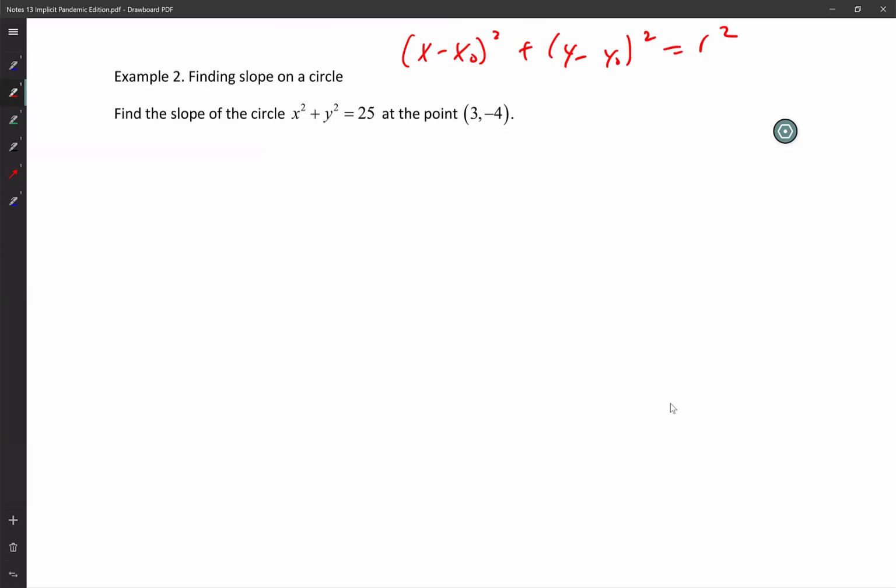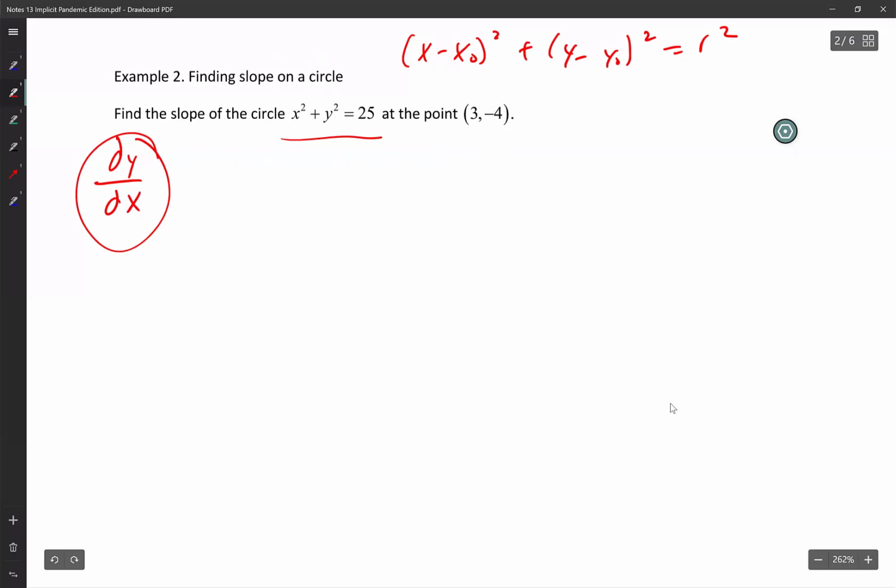All right, here we go. I want to know the slope. How do I find the slope? What is slope? Yeah, changing y over changing x. So I'm looking for a dy dx. So that's what I want. I can't, it does not say y equals. So because it does not say y equals, I have to take the derivative implicitly. Does that make sense?